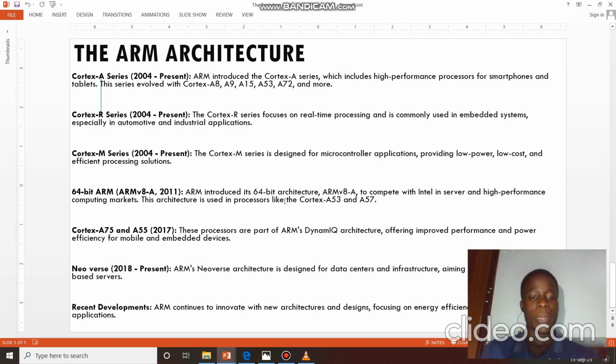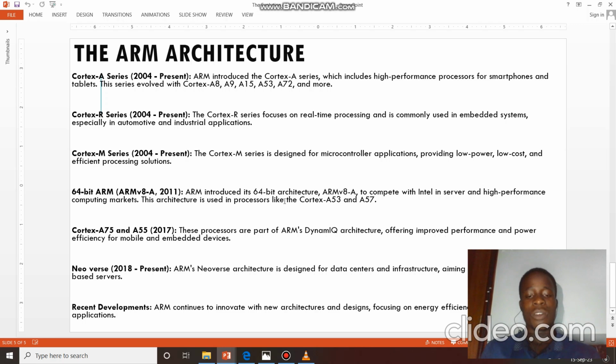The 64-bit ARM architecture was introduced in 2011, which was the ARMv8, meant for server and high performance processors. The Cortex A75 and A55 were introduced later.